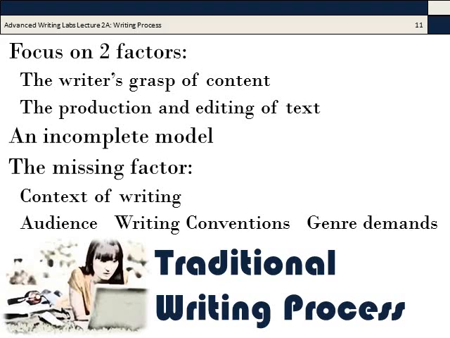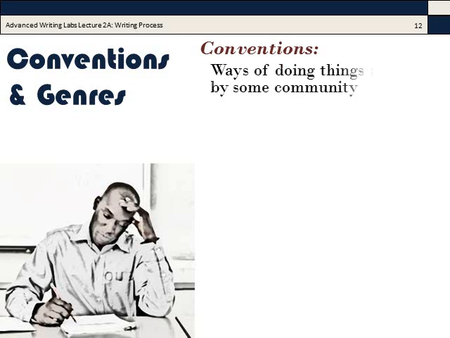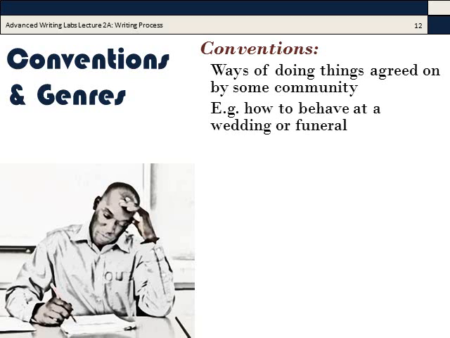The context consists of audience, writing conventions, and genre demands. Two quick definitions. A convention is a standard way of doing things agreed on by some community, and our life is made up of many social conventions. For example, how to behave at a wedding or a funeral. Those conventions are very different.